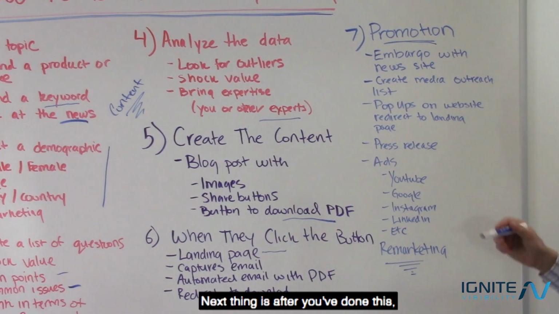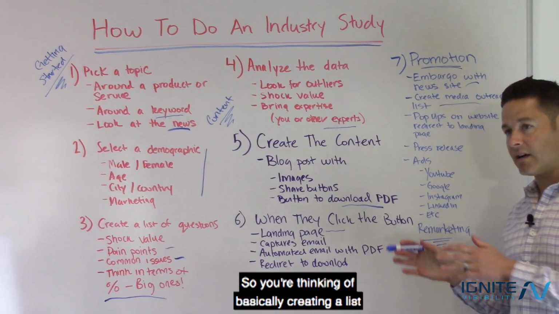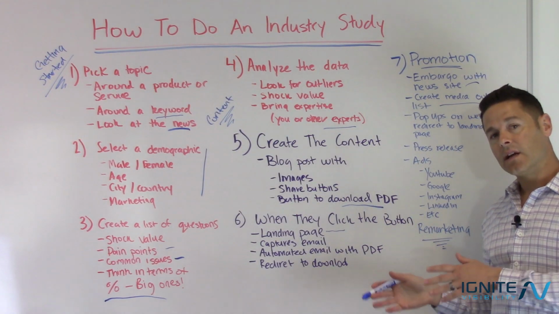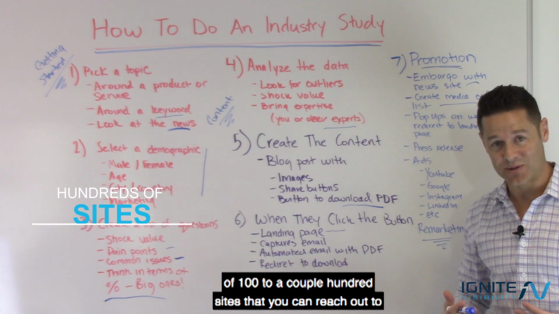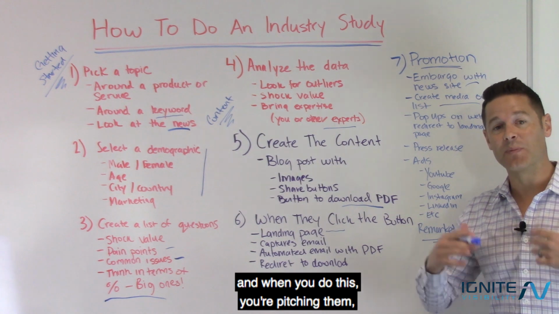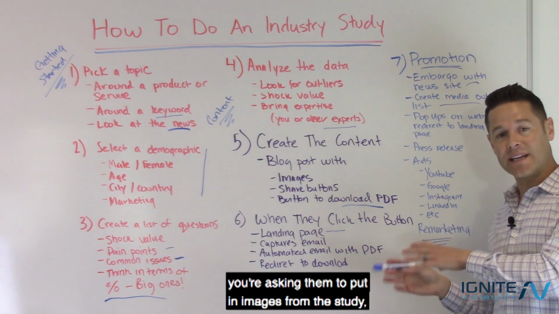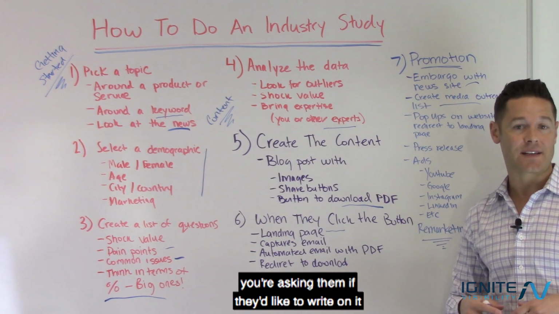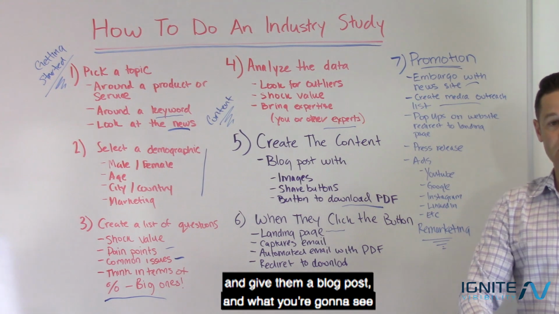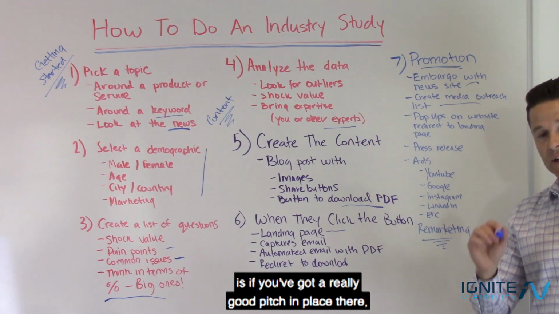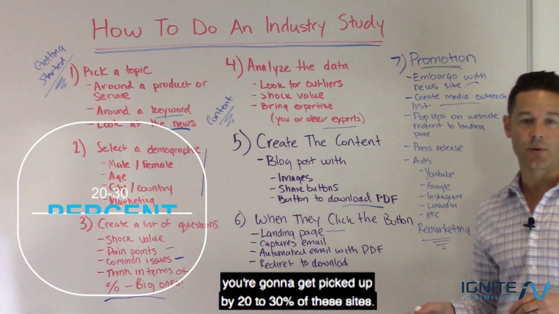Next thing is, after you've done this, you want to create a media outreach list. So you're thinking of creating a list of 100 to a couple hundred sites that you can reach out to. When you do this, you're pitching them, asking them for a link, asking them to put in images from the study, asking if they'd like to write on it or if they would like you to write on it and give them a blog post. And what you're going to see is, if you've got a really good pitch in place, you're going to get picked up by 20 to 30% of these sites.